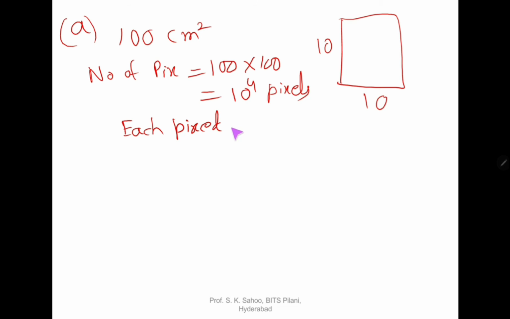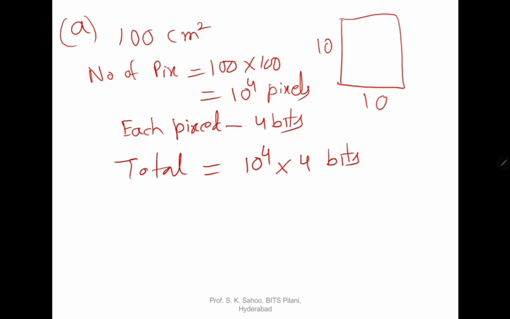Okay, we'll have 10 to the power 4 pixels. Each pixel is represented by 4 bits. So the total will be 10 to the power 4 into 4 bits. If I want to transmit this paper, this image, with 4 bits per pixel, and we consider it as a black and white grayscale image, then 10 to the power 4 into 4 bits will be transmitted.